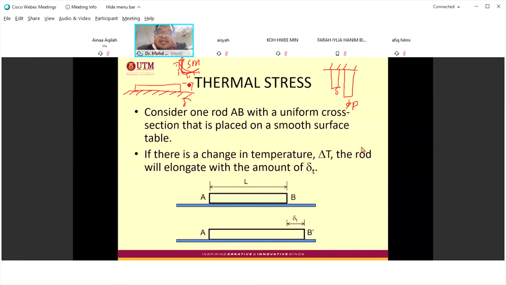So this is called due to thermal, suhu. Alright. So not every time the material will elongate due to forces or shorten due to compression force. The material can show deformations, elongate if you put your material under the sun, or due to temperature.